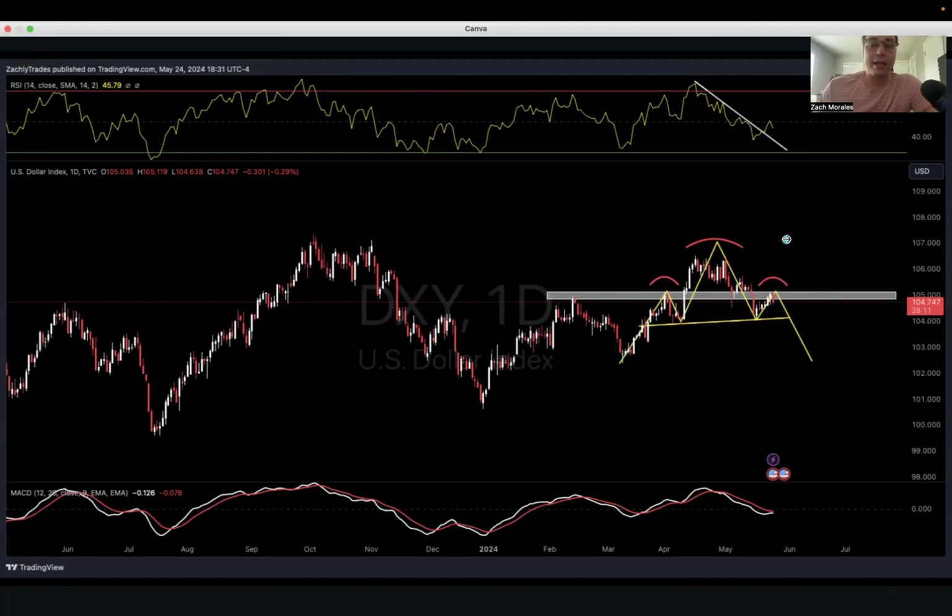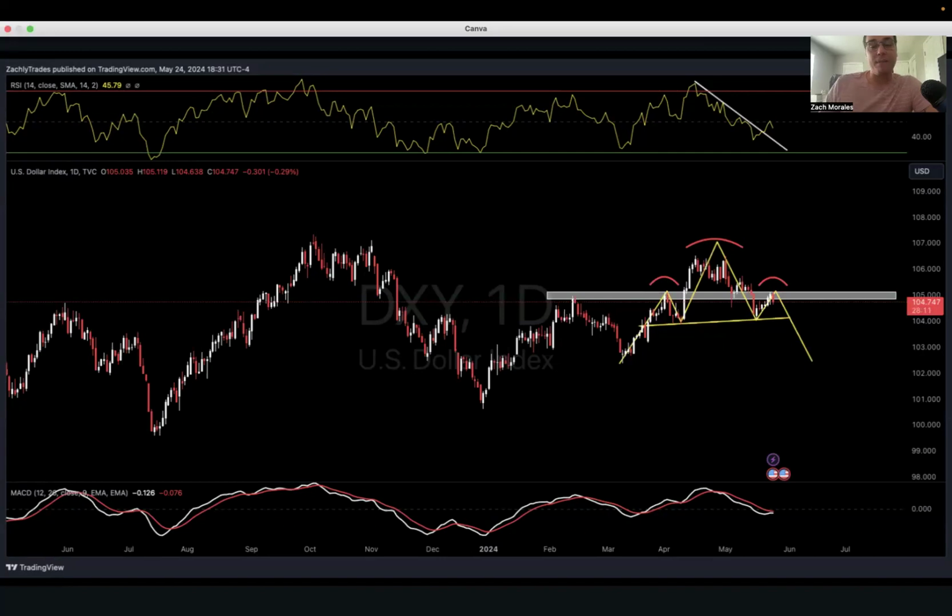If the dollar breaks down and this head and shoulders plays out, well, then this is going to be a tailwind for stocks. If the dollar breaks down in this head and shoulders, this is going to be a tailwind for stocks, a tailwind for crypto, and a tailwind for gold, right? And this is something that really could boost the next leg up in various markets, in various sectors. So I'm really watching this, right?